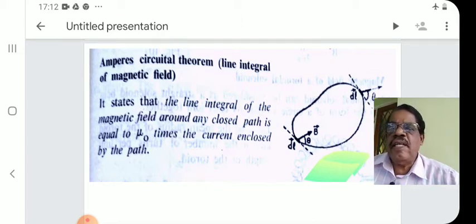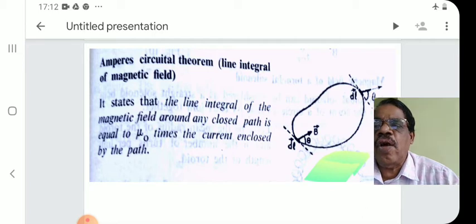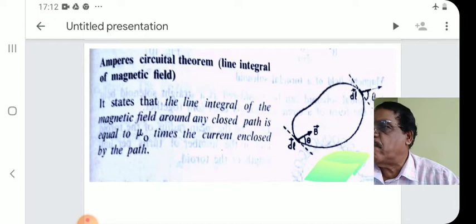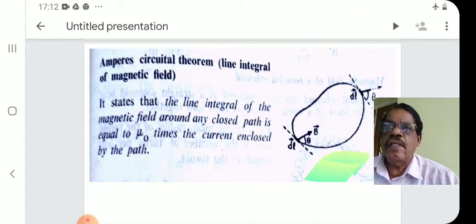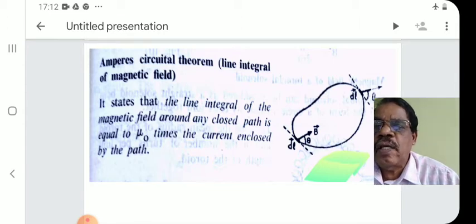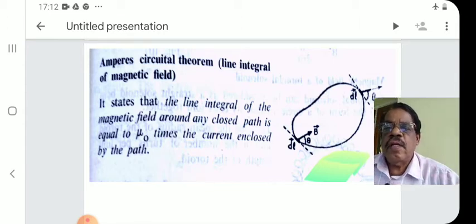Ampere's circuit theorem states that the line integral of the magnetic field around any closed path is equal to mu 0 times the charge enclosed by the surface. This is somewhat similar to the Gauss theorem in electrostatics, where we say the surface integral is 1 by epsilon 0 q. Ampere's circuit theorem states that the line integral of the magnetic field around any closed path is equal to mu 0 times the current enclosed by the surface, enclosed by the path.